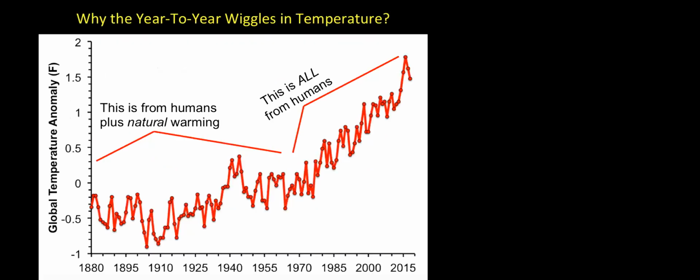All right, so what about all these little wiggles that we see year to year? Oftentimes I hear people ask, the CO2 curve has some wiggles too, but it's a much smoother increase than the changes that we see in global temperature. So why, if it's from CO2, why don't the global temperature curves look exactly like the CO2 curve? Why do we have these year-to-year wiggles? So let's look at that.